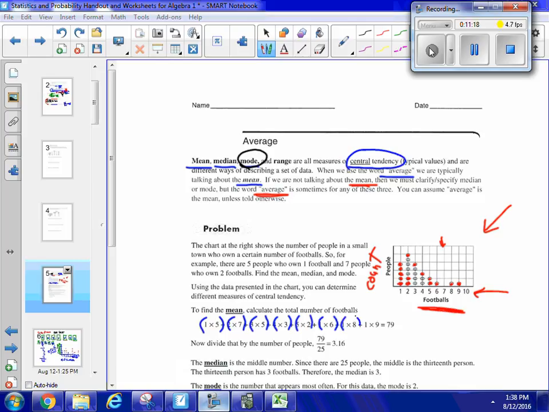footballs going on here. Well, how many people do I have? Well, each of these is just 1 person. That's the count of the number of people that have 1 football, 2 footballs, 3 footballs. So I just add up all these dots, and I find out there are 25 dots. So my mean is going to be 79 footballs divided by 25 dots. I have an average, a mean, of 3.16 footballs. That's my variable per person.